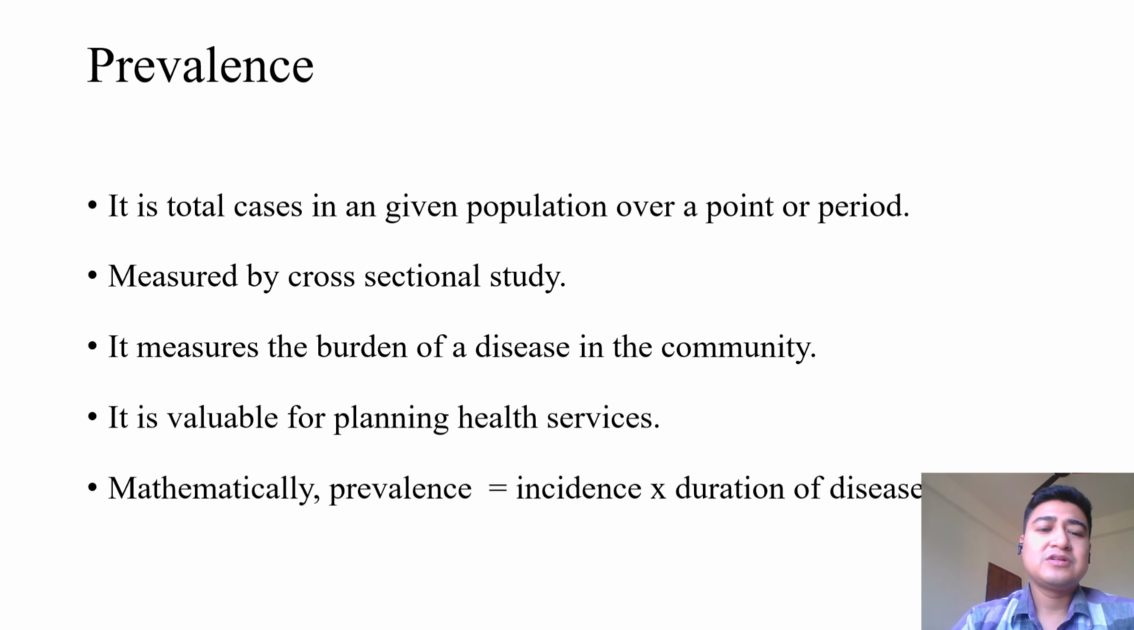Looking forward to the prevalence. Prevalence is the total cases in a given population over a period or a point. It is generally measured by the cross-sectional studies. Cross-sectional studies are also known as prevalence studies as they measure the prevalence of a disease. It measures the burden of a disease in the community. It is valuable for planning different health services, the allocation of funds to a certain program or to a certain area. Mathematically, prevalence is known as incidence multiplied by the duration of disease.